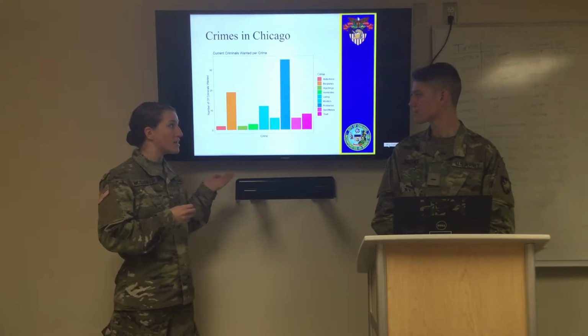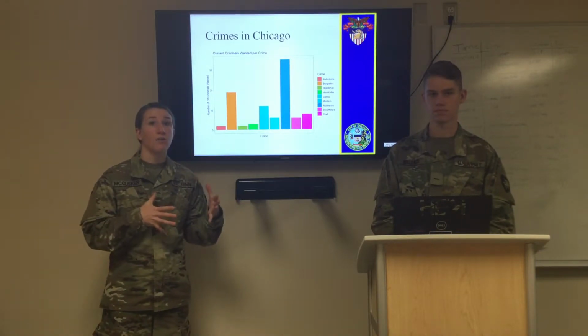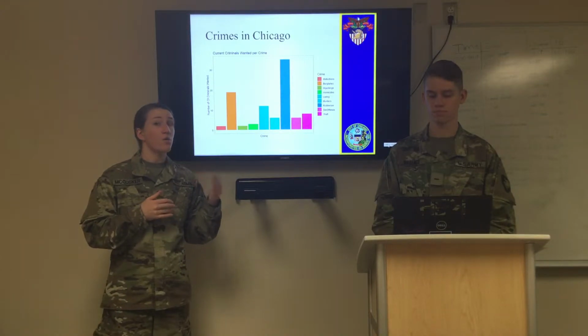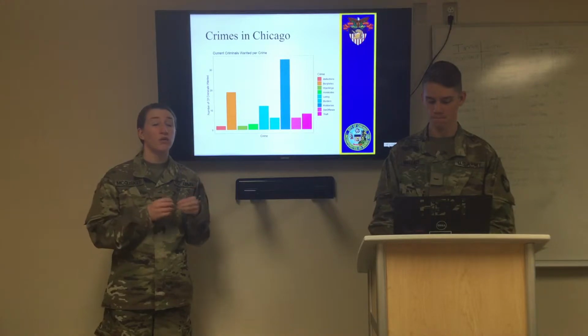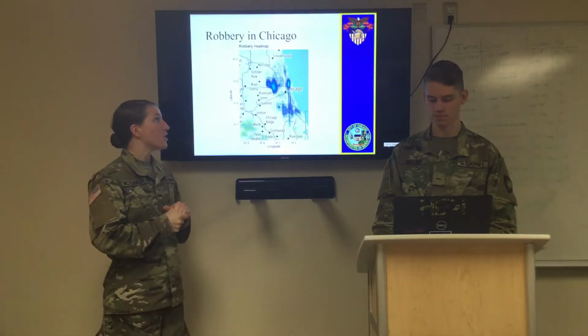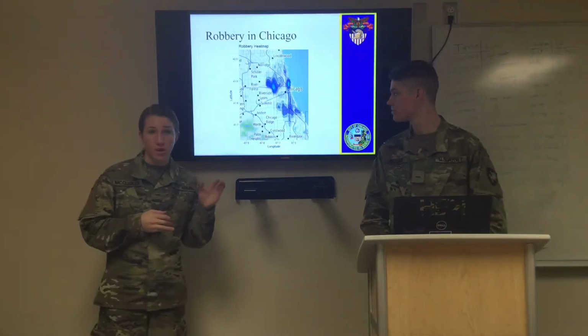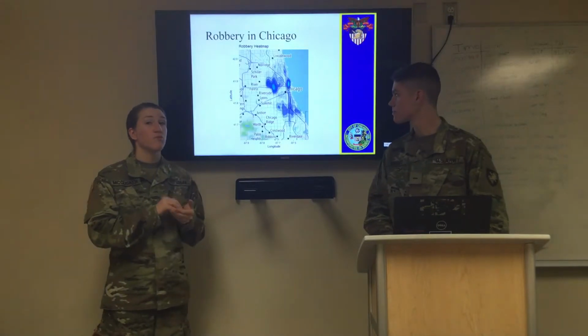And based on this graph, currently robbery constitutes more than half of the crimes that wanted fugitives are wanted for right now, and that the Chicago PD is looking for. So we're going to focus this research specifically on robberies. Next slide, please. So this slide just shows a summary overview of robberies in Chicago, where the heat map represents where the most robberies are occurring.